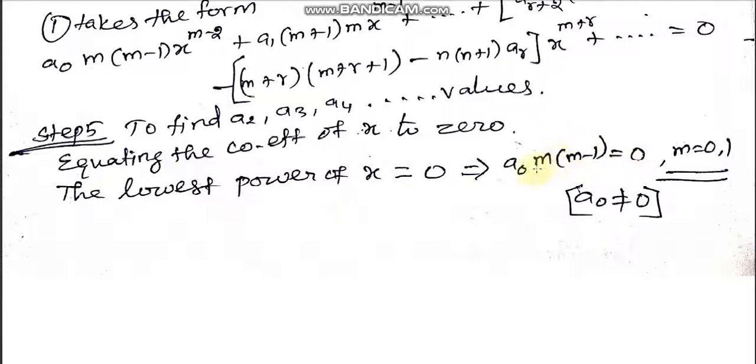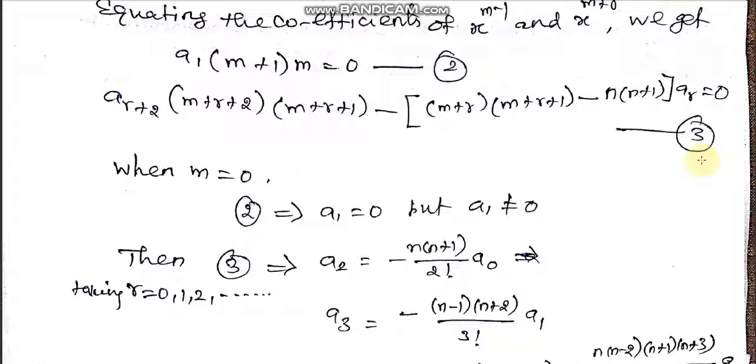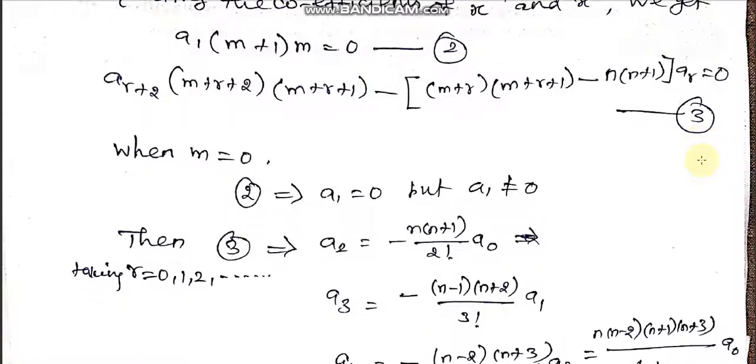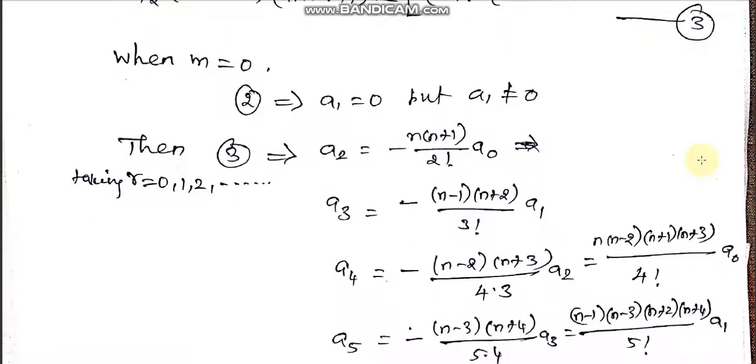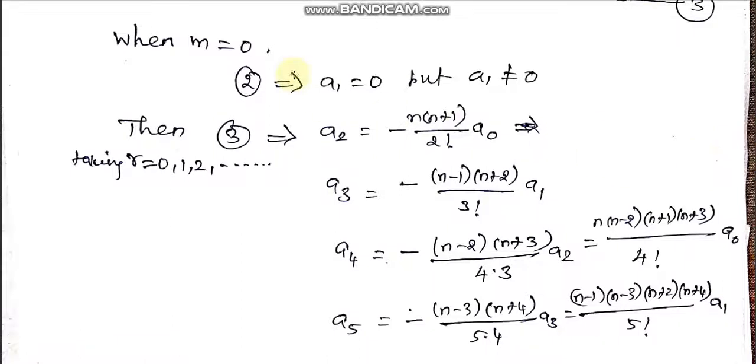Here a0 is not equal to 0, we know. So that m(m-1) makes a quadratic equation. From that quadratic equation we find the solutions m equal to 0 and 1. Using that 0 and 1, we need to find the solutions now. So first we let m equal to 0.